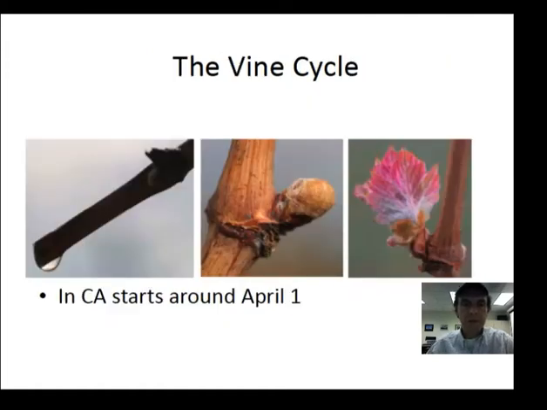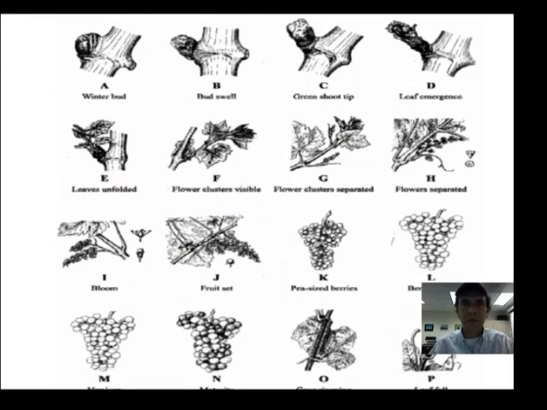Here we have a picture of the bleeding. For this stage, it's important to have enough humidity in the soil, because there is translocation of potassium and chloride ions that creates pressure, and this pushes water up through the xylem and hydrates the buds. Then the buds start growing, like you can see here, and the first leaves come out. This cycle starts in California around April 1st, but depends on different climates.